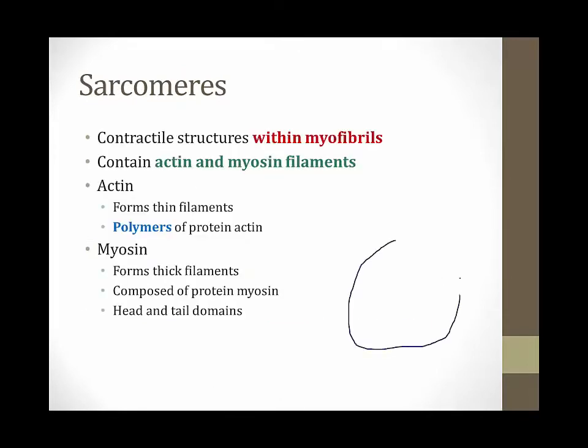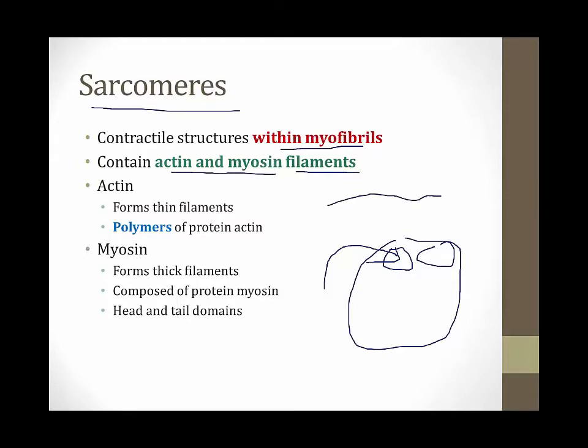So now we've talked about how you have a muscle fiber, and within that fiber you have little bundles called myofibrils. Now what we're going to do is zoom in on one of those myofibrils and talk about the structures inside there. We're going to start by talking about the sarcomeres. These are contractile structures within myofibrils, and they contain filaments, which are long stringy things called actin and myosin.